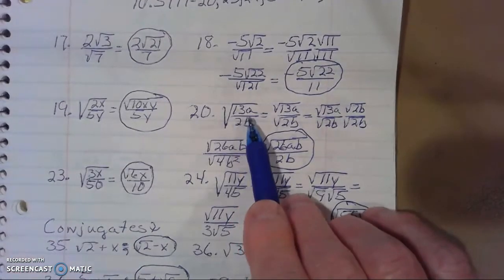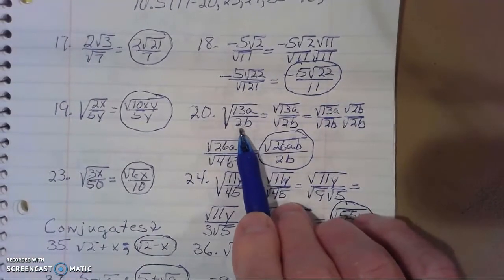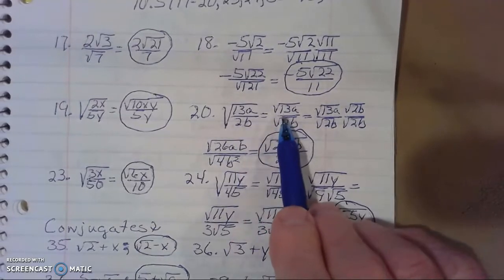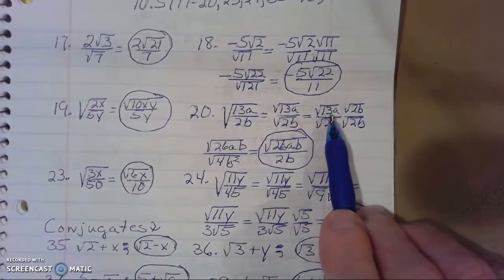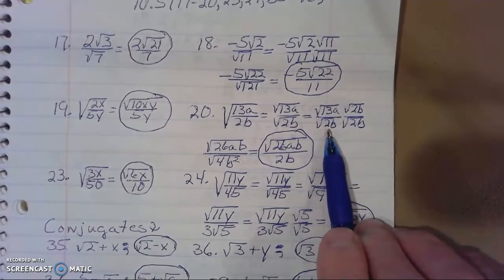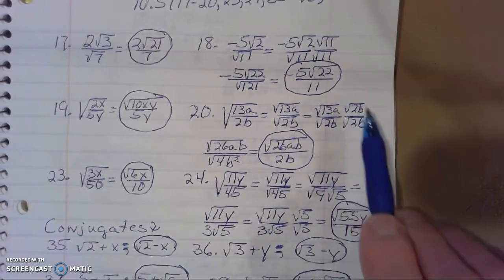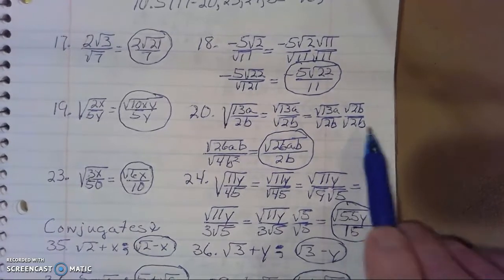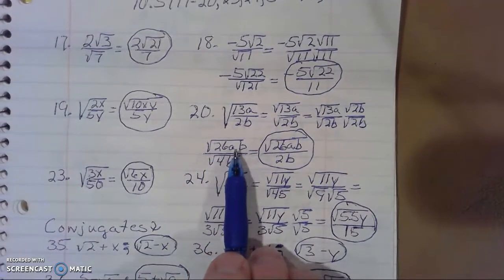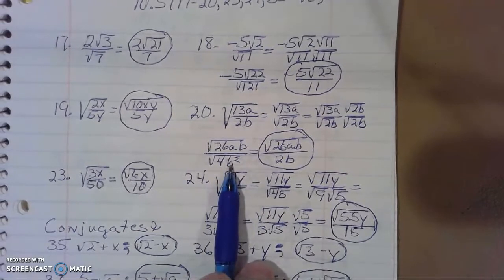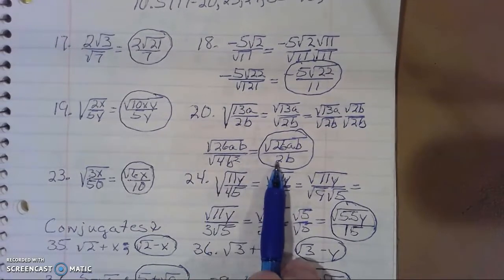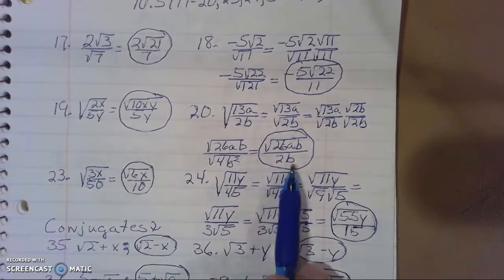20: square root of 13a over 2b, all underneath the radical. So that's square root of 13a over square root of 2b. So I multiply square root of 13a over square root of 2b by square root of 2b over square root of 2b, giving me the square root of 26ab over square root of 4b squared. Square root of 4 is 2. Square root of b squared is b.